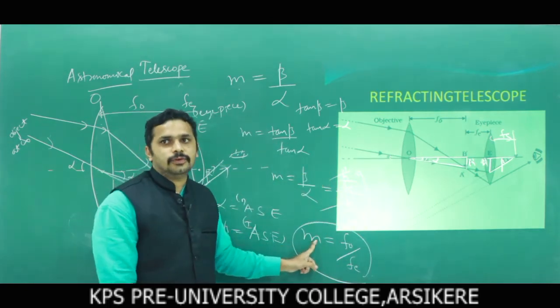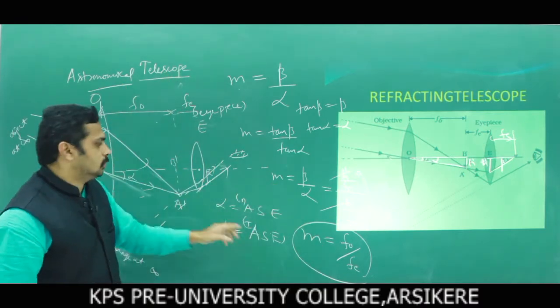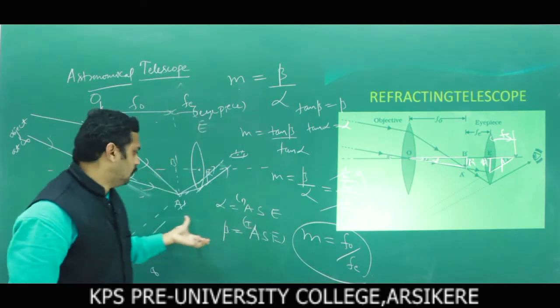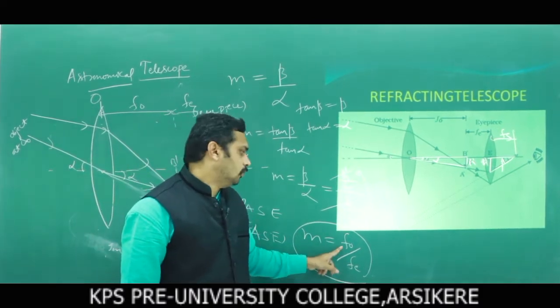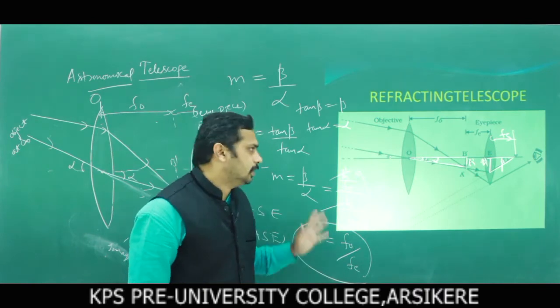So this is the expression for angular magnification produced by an astronomical telescope. M is equal to f naught by Fe, and the image forms at infinity. M is equal to f naught by Fe, focal length of objective lens to focal length of eyepiece lens. Got it? May I clear this?